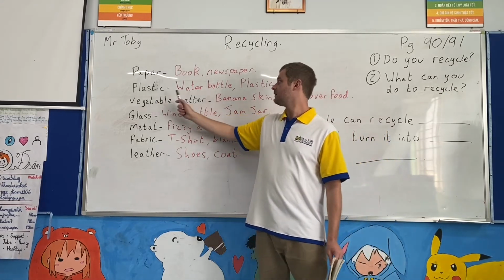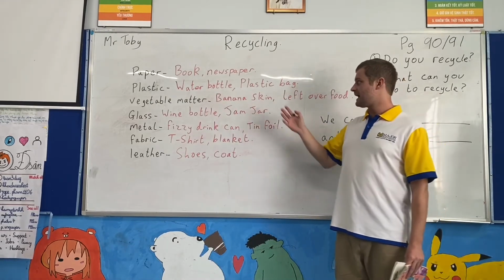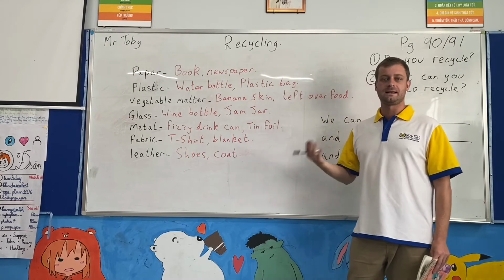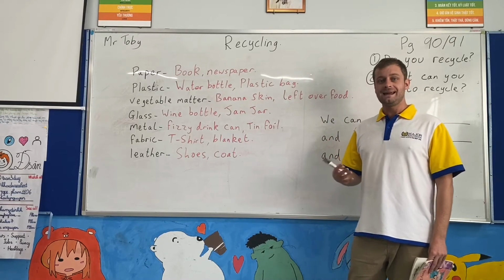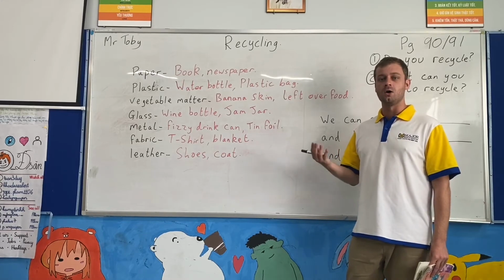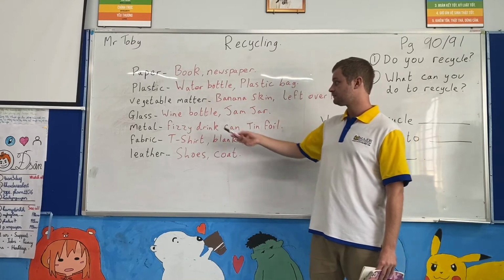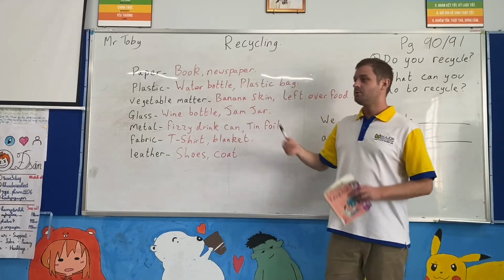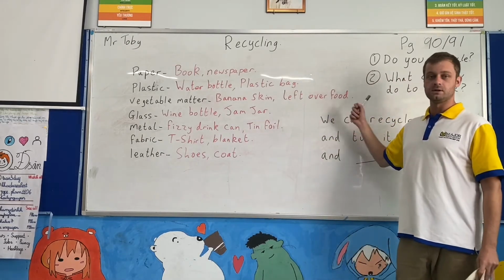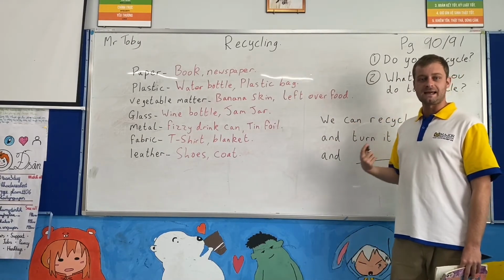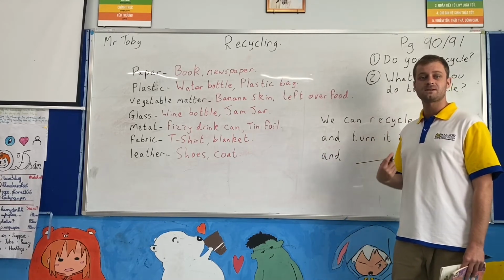For plastic, we have water bottle or plastic bag. Now every time you go to the shop, they will give you a plastic bag, so it is good to try and recycle them. It is even better to bring your own bag made of fabric. You can use it again and again. Vegetable matter, we have banana skin and leftover food. This can be recycled and turned into compost for your garden to help your plants grow.